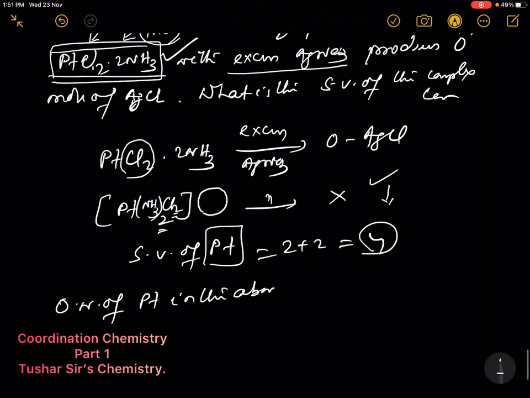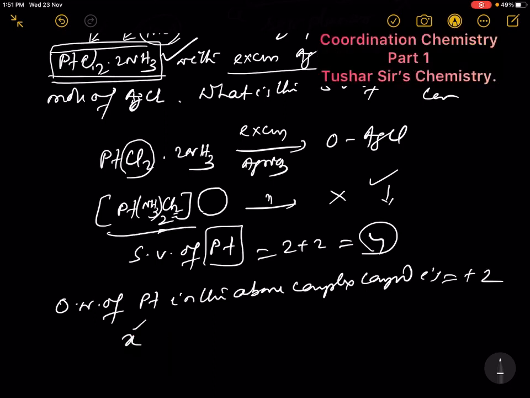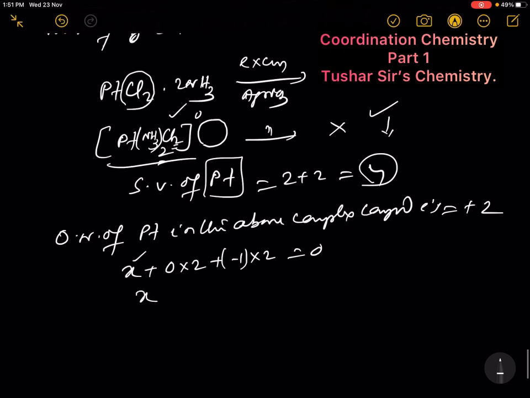How? You see, Pt is x, the oxidation number of Pt is equal to x. For ammonia it is 0 into 2. For chlorine it is minus 1 into 2, and the total is equal to 0 because it is a neutral complex. So x plus 0 minus 2 is equal to 0, x is equal to plus 2. X is the oxidation number of platinum. Then we'll discuss the difference between a double salt and a complex compound.